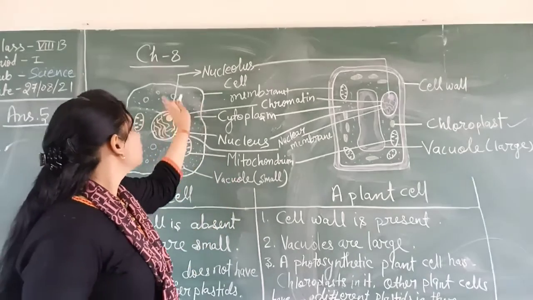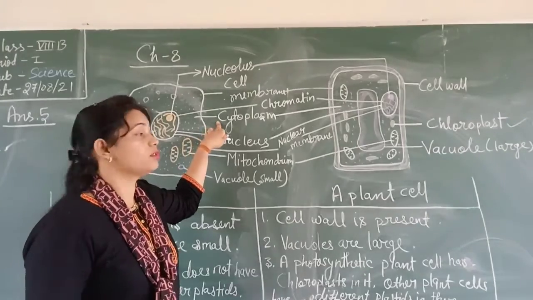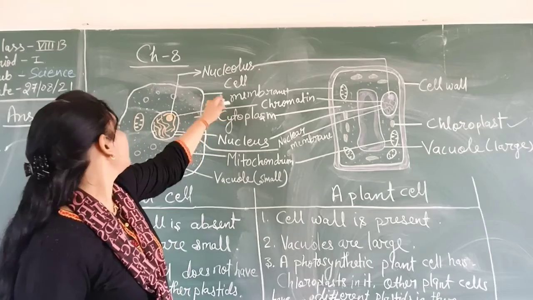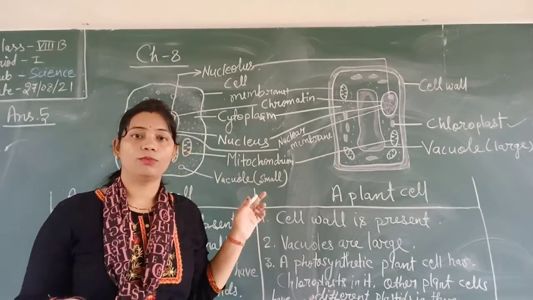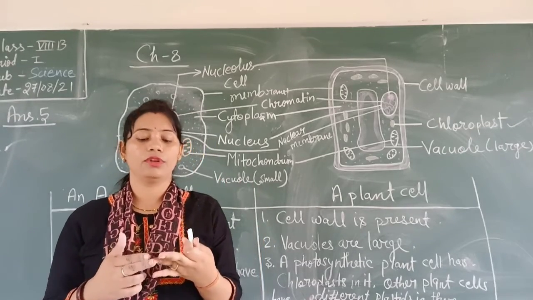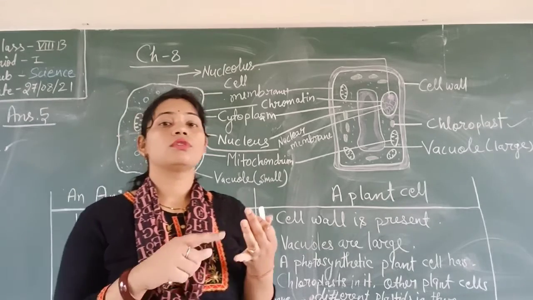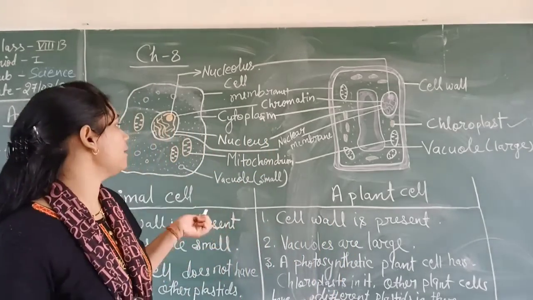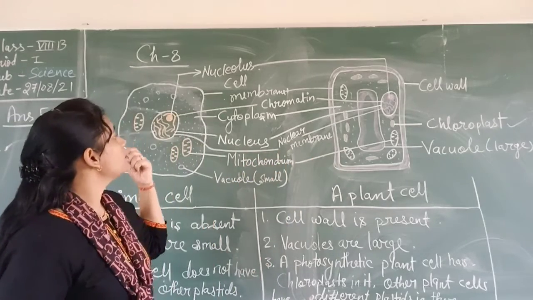So nucleus is present in both cells, cytoplasm is present in both cells, cell membrane is present in both cells. Chromatin is present in both cells, which forms chromosomes. So these are the three components of nucleus, which are nucleolus, nuclear membrane and chromosomes. So chromatin forms chromosomes. And mitochondria are also similar in both cells.